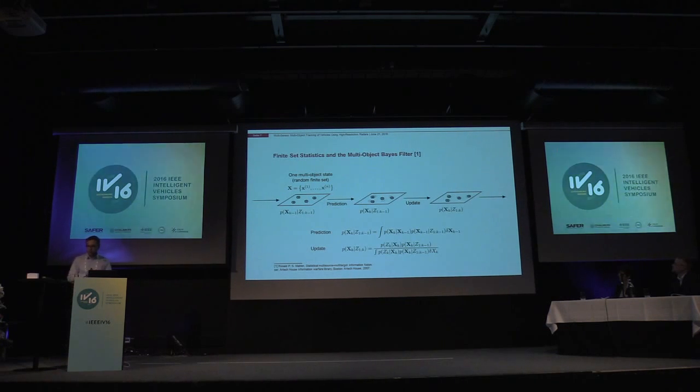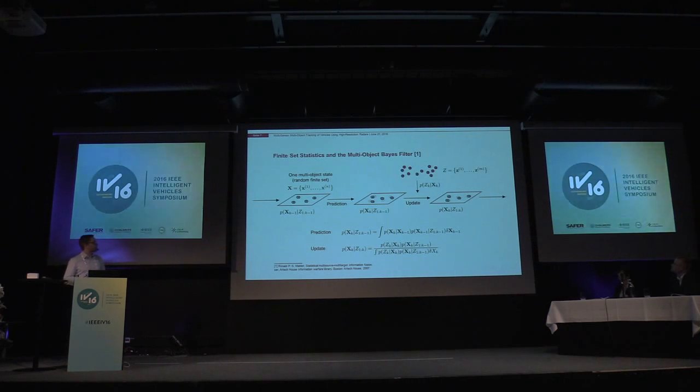Mahler, a scientist from the United States, has shown that we can extend the classical Bayes filter concept for single object tracking to multi-object tracking. So we can formulate a Bayes filter which estimates the posterior distribution over the multi-object state, over the set, recursively over time using classical prediction and update steps. This is just the same procedure as we would do in a classical single object tracking approach, just that we're dealing with densities over sets here instead of densities over state vectors.